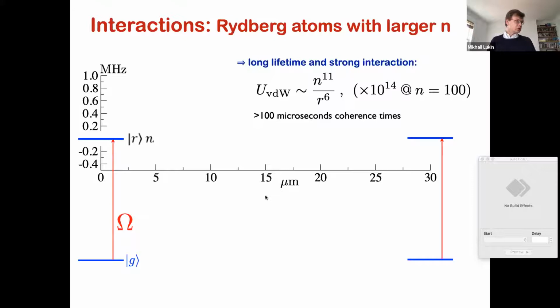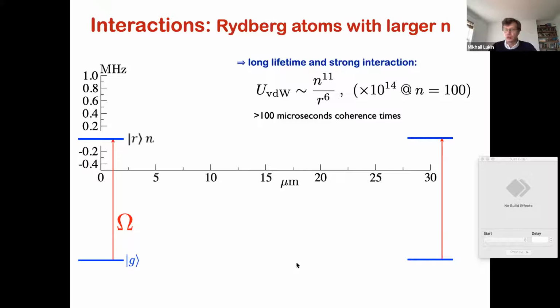Just to talk a little bit more about this mechanism for engineering interaction between the atoms, we like to use Rydberg atoms with large principal quantum number for two reasons. On one hand, those atoms have very long lifetime, and on the other hand, they have very strong interaction. In fact, if you take two atoms with principal quantum number 100, the van der Waals interaction between them is 14 orders of magnitude stronger than the interaction between ground state atoms. This 14 orders of magnitude is a large number, and we can make very good use of that.